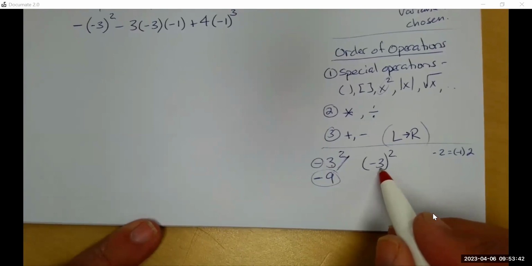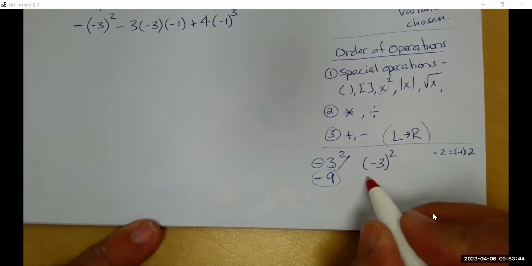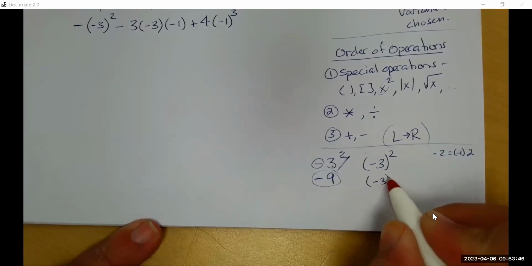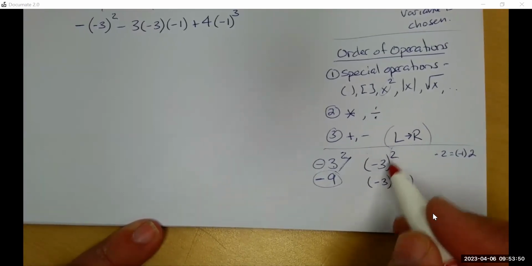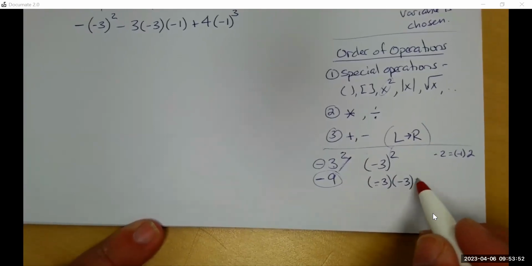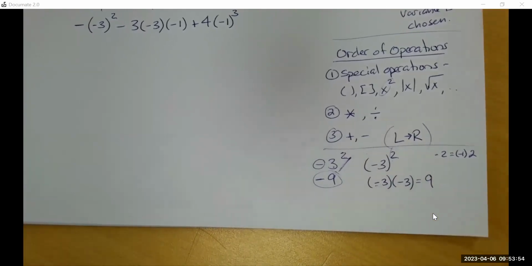But this one, doesn't it turn to a positive? Because what we have here is -3 times -3. It's whatever's under the power. So negative times negative is a positive. 3 times 3 is 9. So it's a positive 9.